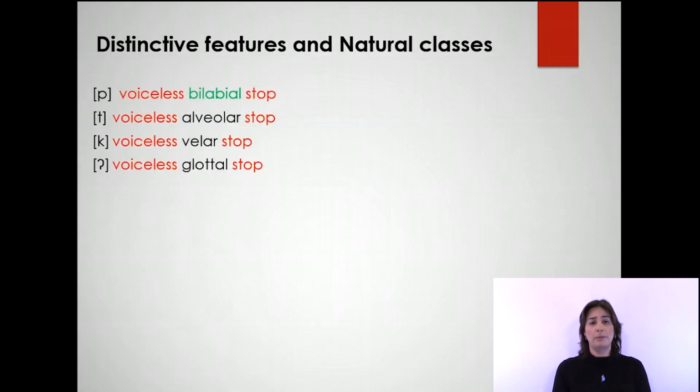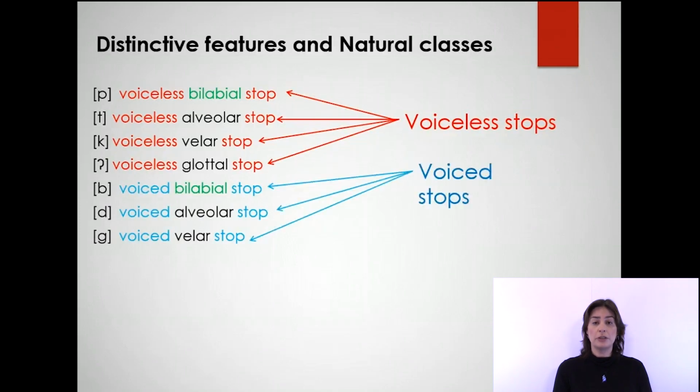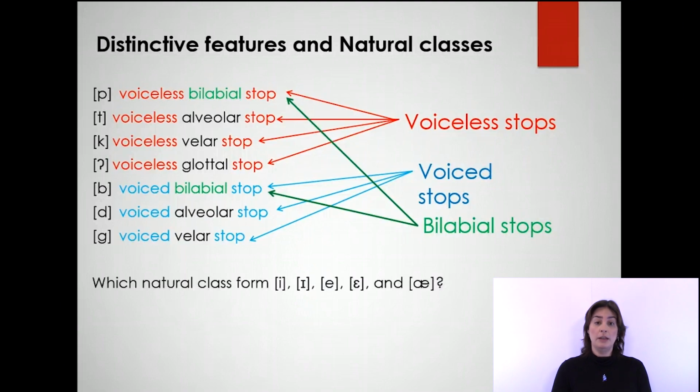Let me give you an example. Look at the symbols that now appear on your screen. It should be clear that they are the natural class of voiceless stops. This is the natural class of voiced stops. And this is the natural class of bilabial stops. Now think for a moment, which natural class do the vocalic sounds that are now written on your screen form? I hope you guessed that they are front vowels.